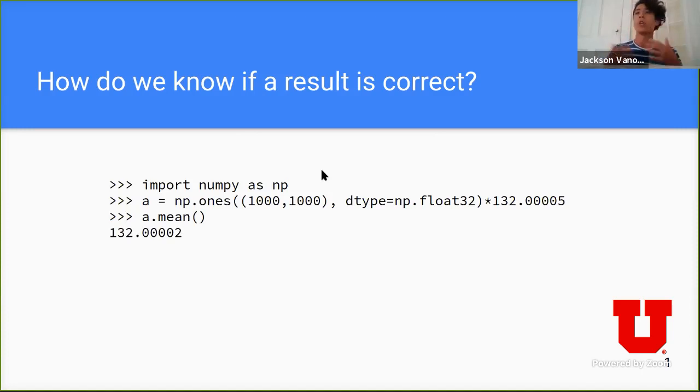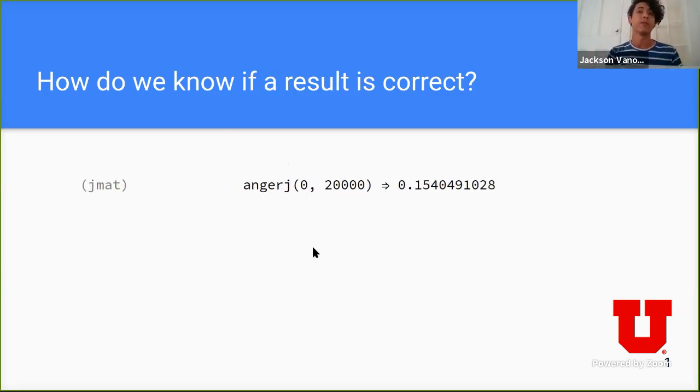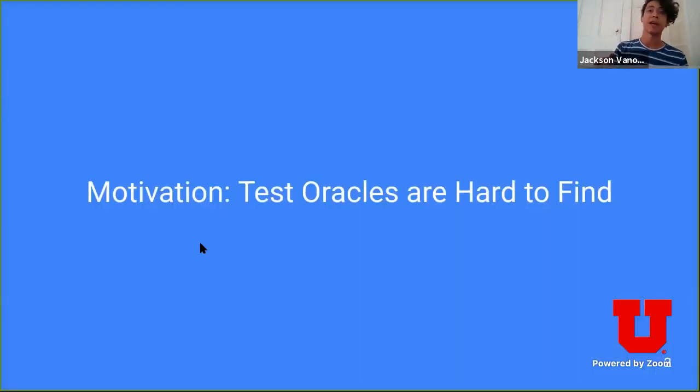But we see this and we know that there's an error. There's something that's not lining up. But the question is more interesting when we pull out a function like the anger function from the JMAT library. We give it this input, we get this output. We have less of an intuition about whether or not this is correct, right? Which brings us to the motivation here, which is the fact that test oracles are hard to find.